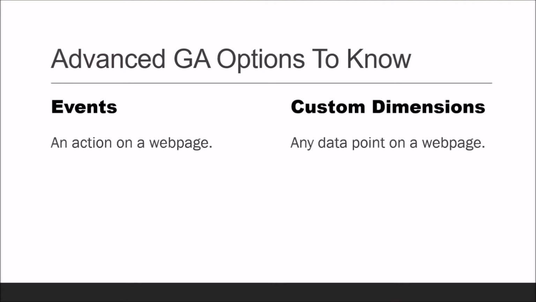Custom dimensions is a really critical point in using Google Analytics, and this allows you to send any data point on a web page to Google Analytics. So if you ever want to scrape something from a web page and see it in context with Google Analytics data, you can do that using the custom dimensions option. Again, when I say custom dimensions, just think of any kind of data point on a web page.